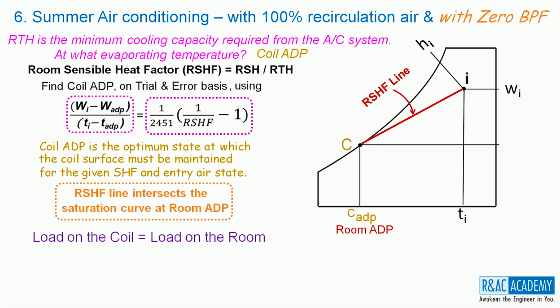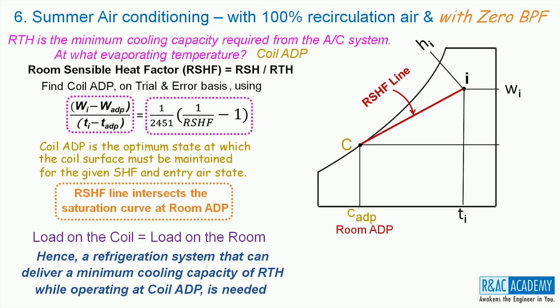Having known the RTH and coil ADP, we can now select the refrigeration system that has the minimum cooling capacity of RTH while operating at coil ADP. In addition to this, we also need to give the specification for fan selection. This comes from the computation of CMM using this expression.